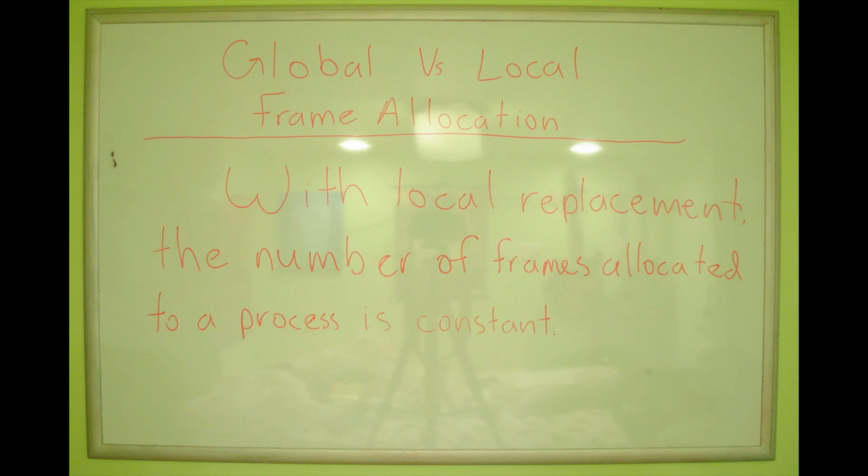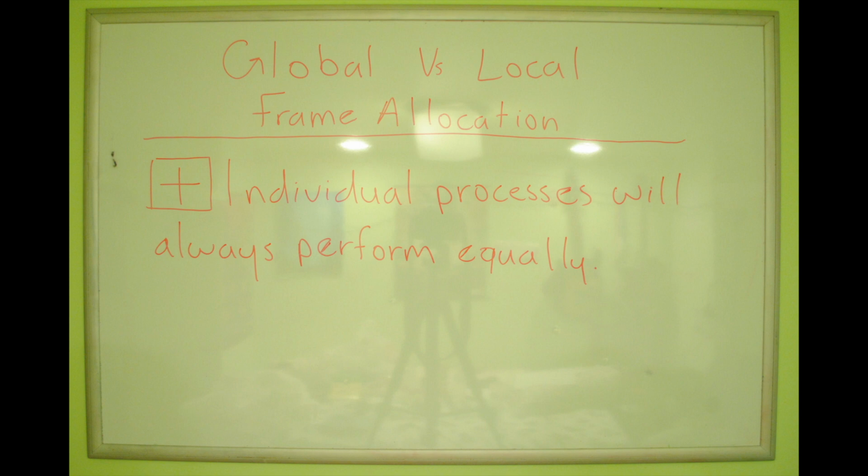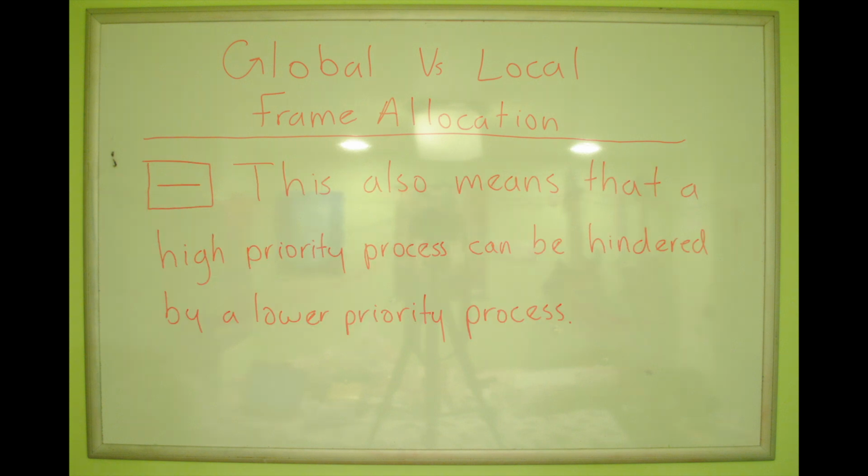With a local replacement strategy, the number of frames allocated to a process will always remain constant, and so when need be, it must select the victim frame from its own set of frames. And there is a benefit to this. Individual processes will always perform equally as it will never be affected by external influences. The process is only dealing within itself. However, this can also lead to other processes being obstructed, since a high priority process which might need to use more frames is not allowed to access the less used frames of another low priority process.